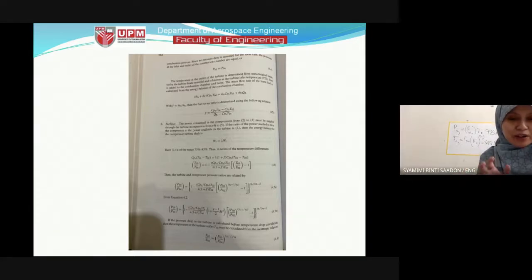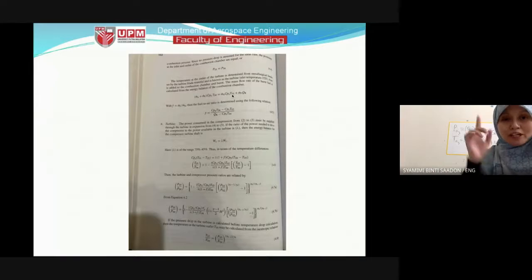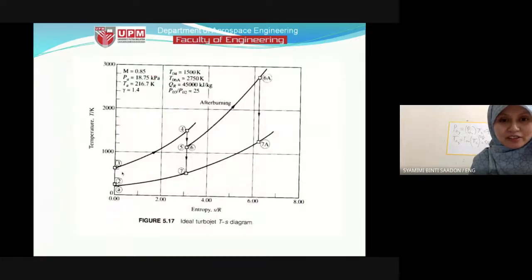Okay, next is we will arrive at the point fuel to air ratio, F. Where is the equation for F? This one. Okay, this is the equation for F. We assume for ideal case, we assume no pressure drop, means constant pressure just now. So that's why P total 3 is equal to P total 4, the isobar line. This one. So we assume ideal case pressure 3 is equal to pressure 4.